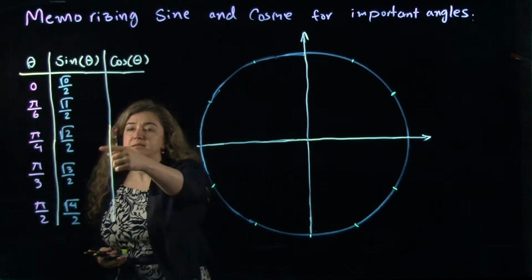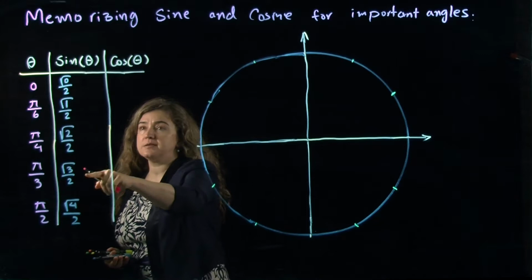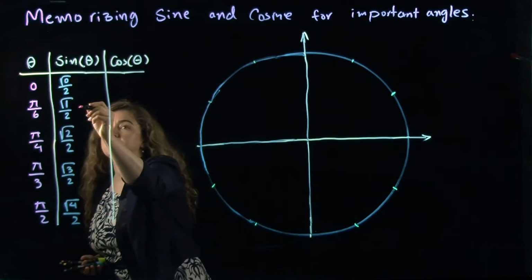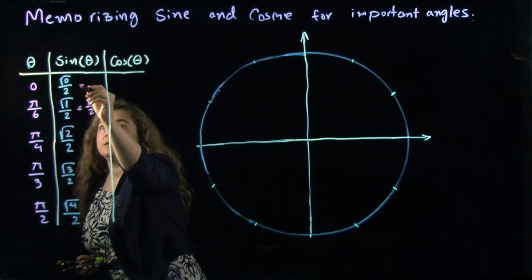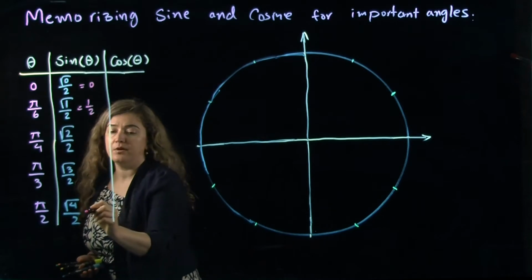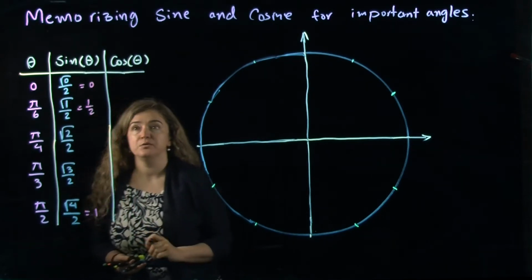3 of these items simplify. These two do not simplify, but that one simplifies to 1/2. This one simplifies to 0. This one simplifies to 1.